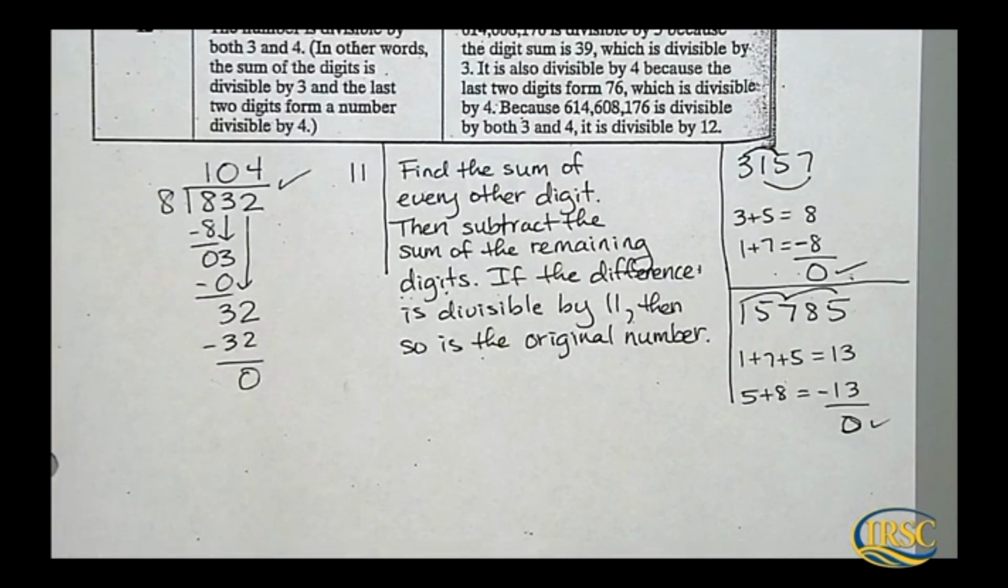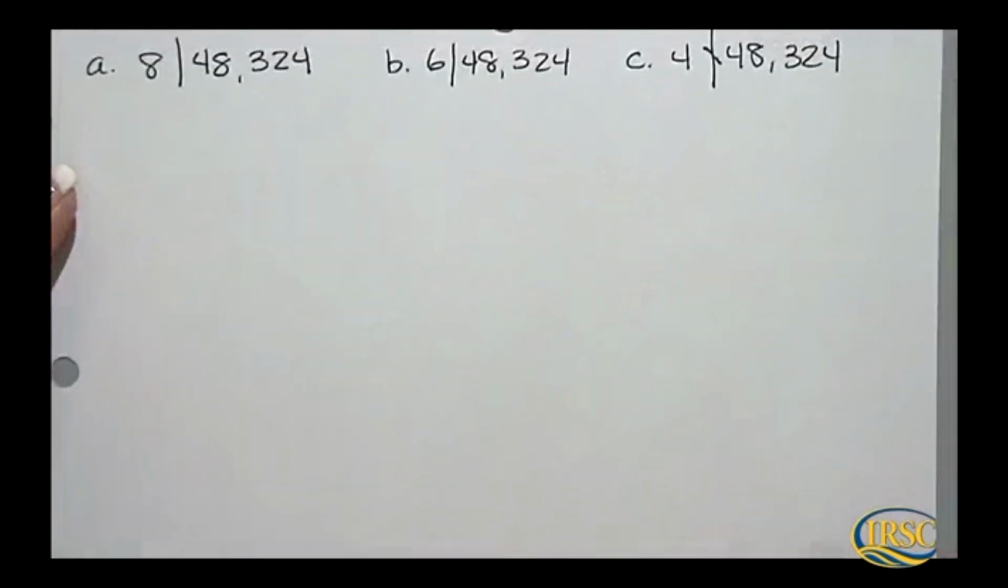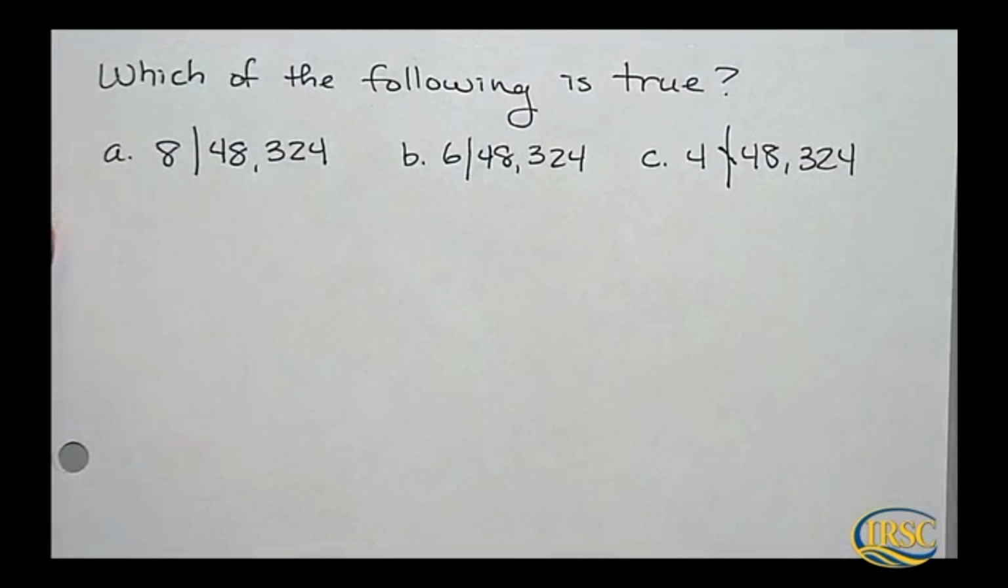All right, so you might have questions like this in your homework. Which of the following is true? The first one, 8 divides into 48,324. 6 divides into 48,324. And 4 does not divide into 48,324.